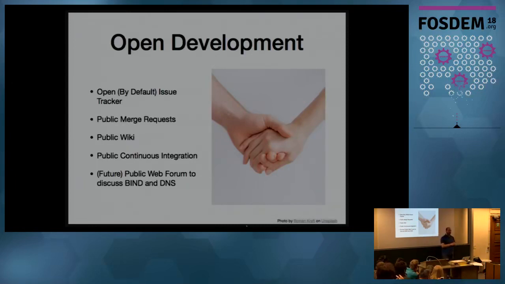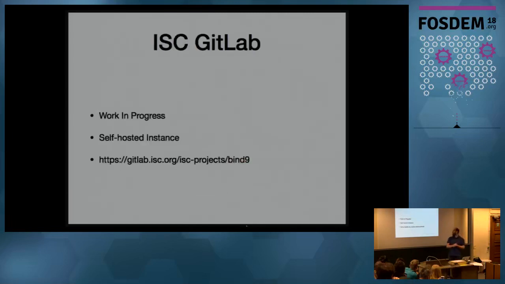In the future, along with the mailing list, we would like to have a public web forum to discuss Bind and maybe DNS in general. So I'm announcing this here for the first time. There's an ISC GitLab running at gitlab.isc.org, surprisingly. It's a self-hosted instance, and it's a work in progress, so not everything might work as expected yet, but we will be deploying this during February and making this our main development platform.